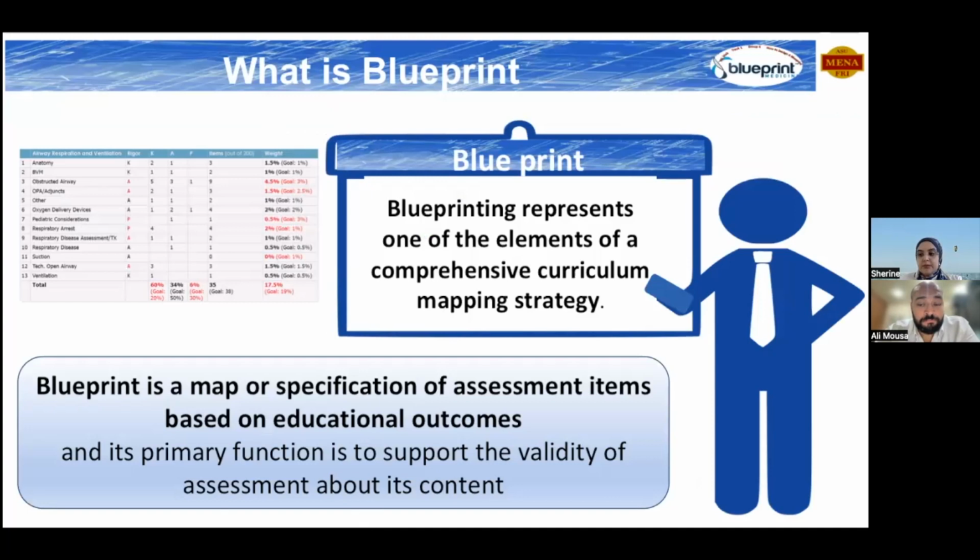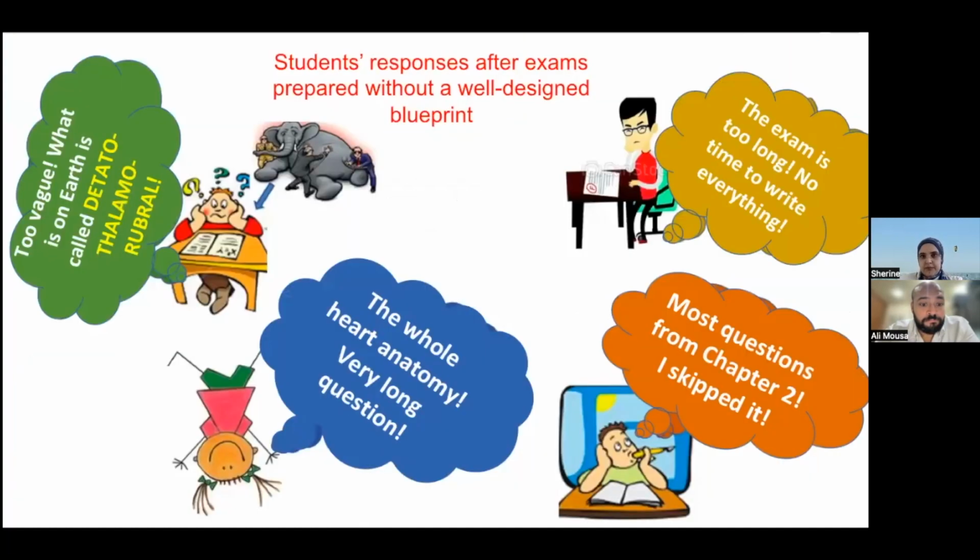So what is blueprint? Blueprinting presents one of the elements of the comprehensive curriculum mapping strategy. Blueprint is a map or a specification of assessment items based on educational outcomes, and its primary function is to support the validity of the assessment about its content.